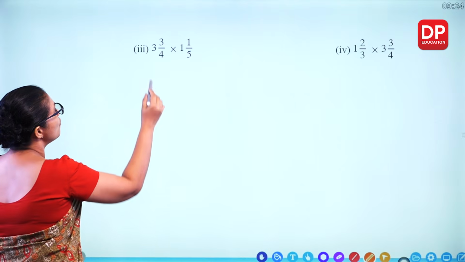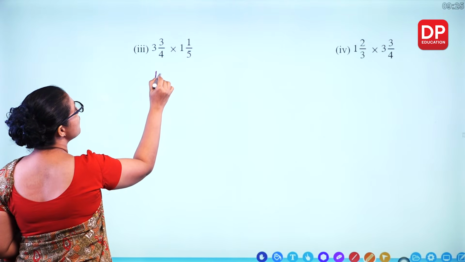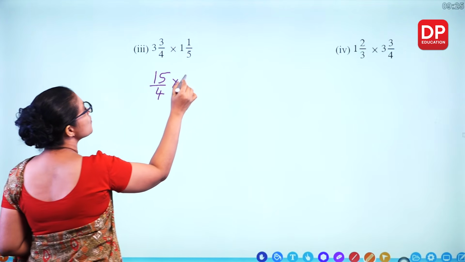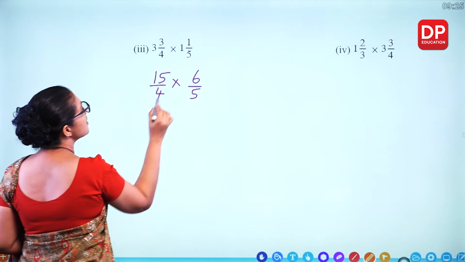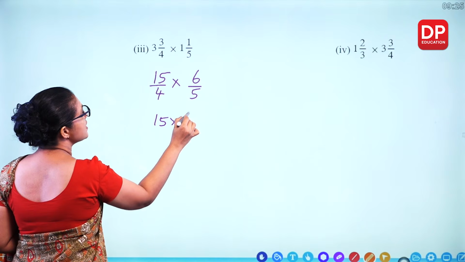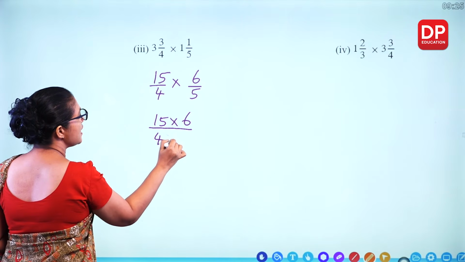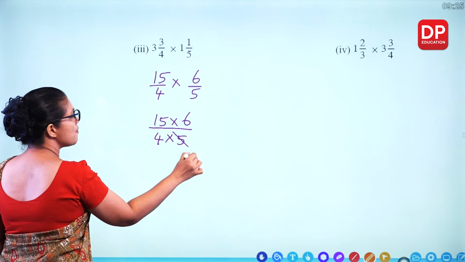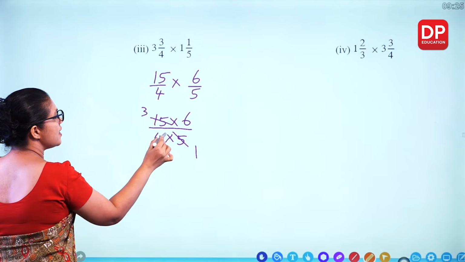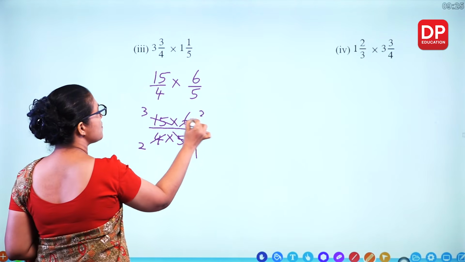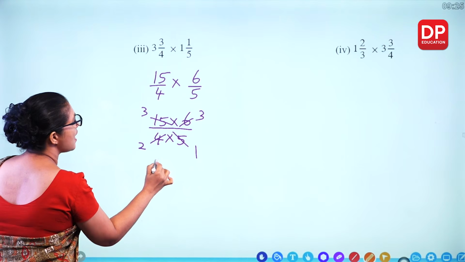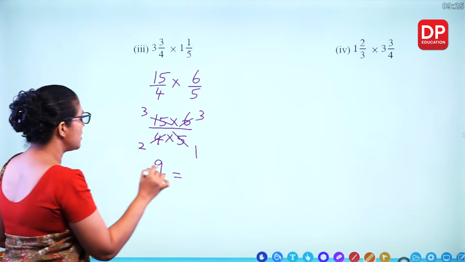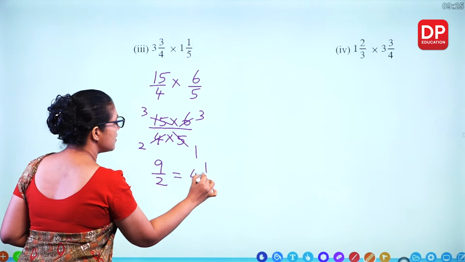These two. 4 times 3, 12 plus 3, 15. 5 times 1, 5 plus 1, 6. Multiply the numerator separately and denominator separately. Simplify now. 5 times 1 and 5 times 3. 2 times 2 and 2 times 3. So you get 9 over 2. So 9 divided by 2, you get 4 and a half.